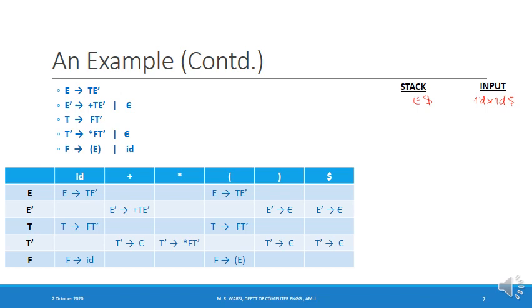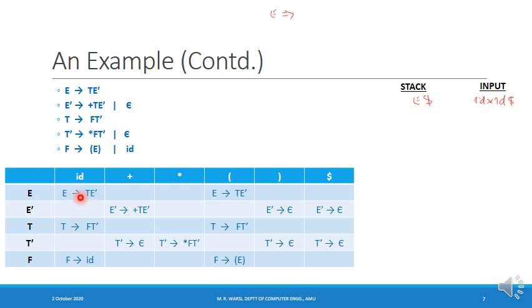We'll also show the derivation as the parsing progresses. So we start the derivation from starting variable capital E. Topmost stack alphabet is capital E. The next input symbol is identifier. I consult the parsing table for entry E comma identifier. It is containing the production E derives TE dash. So capital E will be expanded with TE dash.